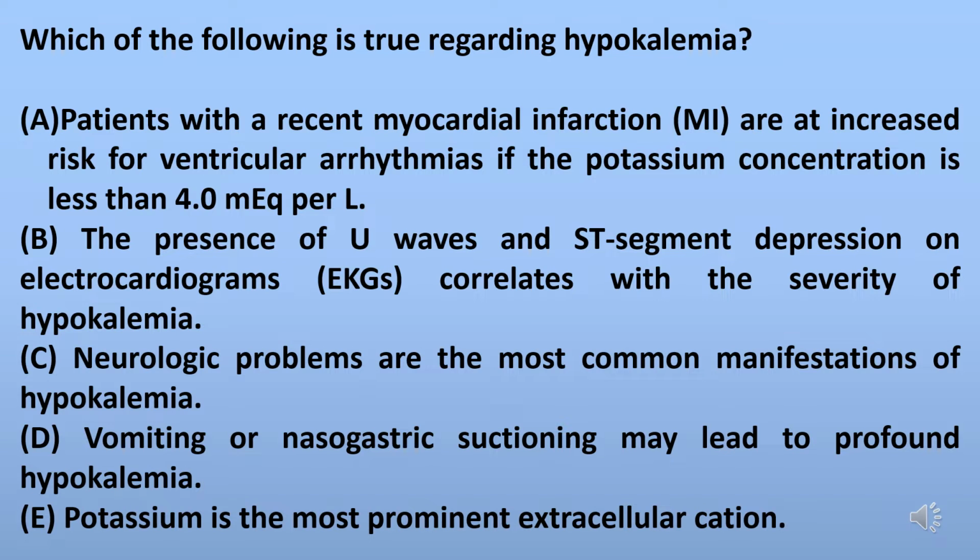Which of the following is true regarding hypokalemia? A. Patients with a recent myocardial infarction, MI, are at increased risk for ventricular arrhythmias if the potassium concentration is less than 4.0 mEq per L. B. The presence of U waves and ST segment depression on electrocardiograms, EKGs, correlates with the severity of hypokalemia.